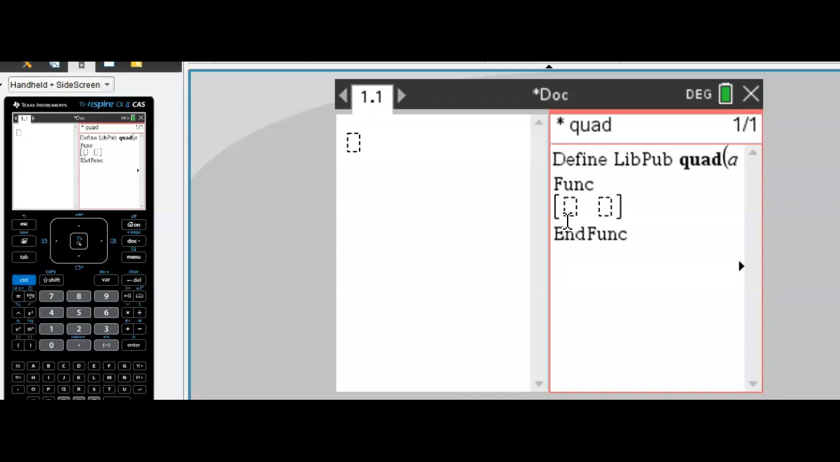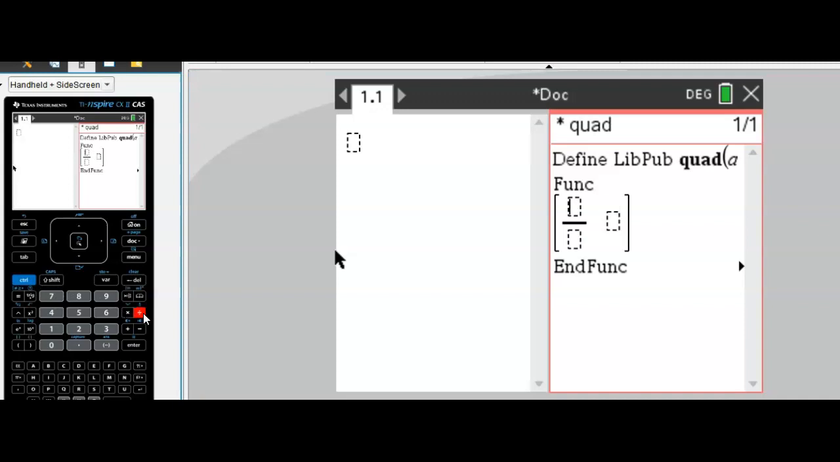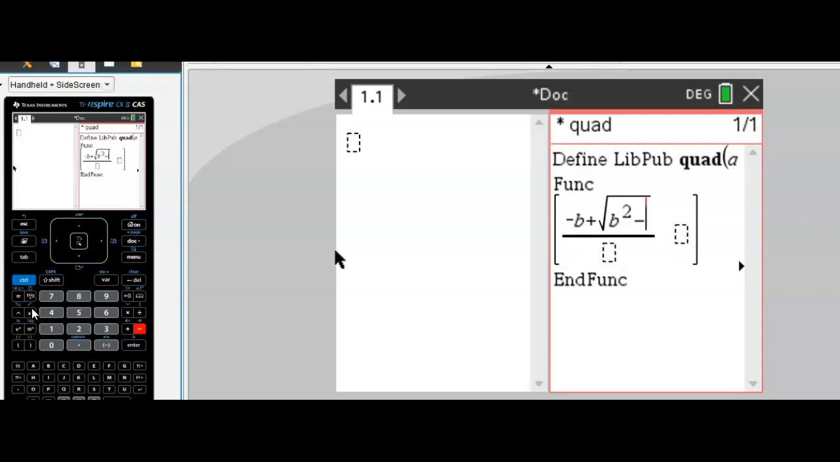So let's just type it in. Now, because the quadratic formula is a fraction, we're going to have negative b plus the square root of b squared minus 4 times a times c. Make sure you put the multiply sign in. Over 2 times a. So there's one solution, and then let's just do the other one. We do the same thing, but this time we're doing a minus.